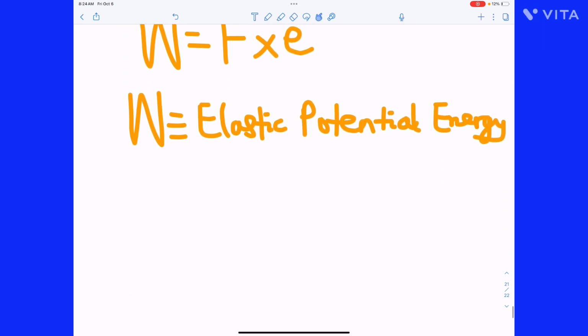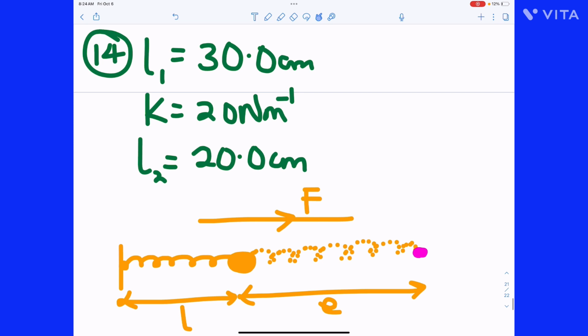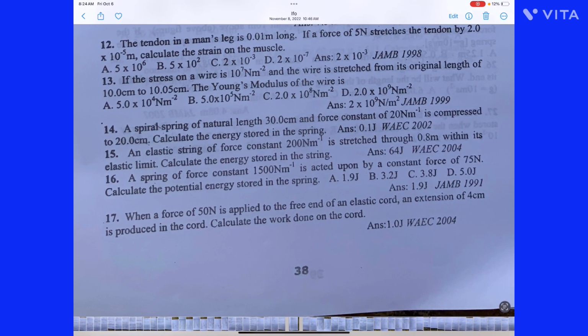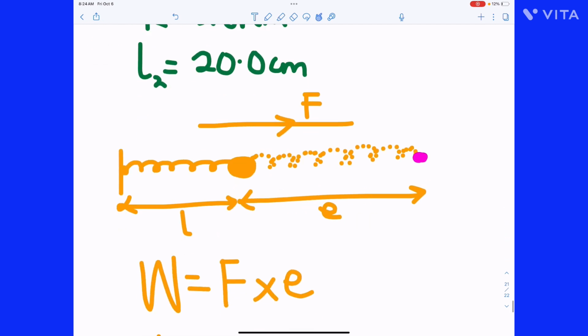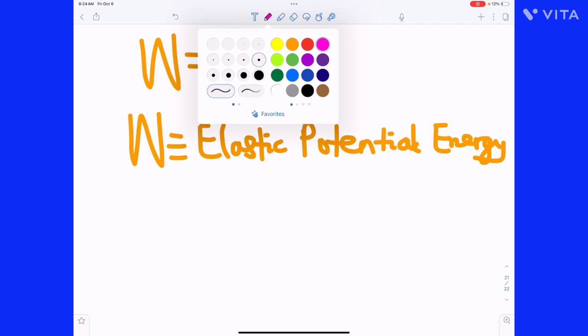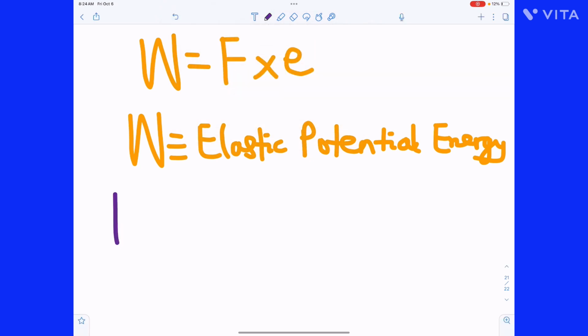So in this question now, the same thing happens when the spring is compressed by some extension and some applied force. Work done is also F times the compression. So what they are now asking us in this question is that we should calculate the energy stored in the spring. So very simple. Energy stored in the spring is Fe. Energy stored in the spring is what? Fe.